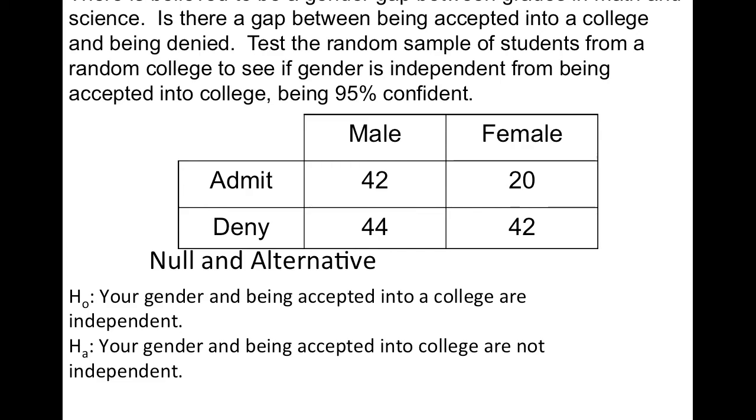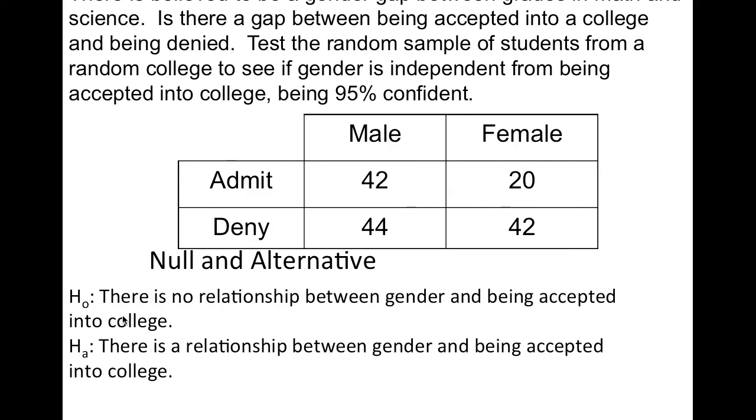Another way you could phrase these: instead of saying your gender and being accepted into college are independent, you could talk about a relationship. There is no relationship between gender and being accepted into college. There is a relationship between gender and being accepted into college. And just saying that there is a relationship doesn't mean that they're dependent on each other. It just means that somehow there is a connection, but it doesn't mean your gender is causing whether you were admitted into college or not. So you can't have that cause and effect, but we can say there is a relationship.